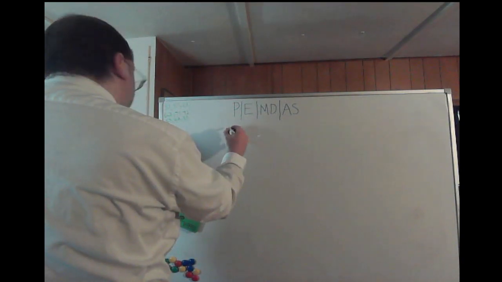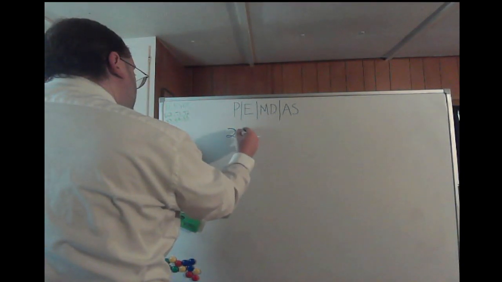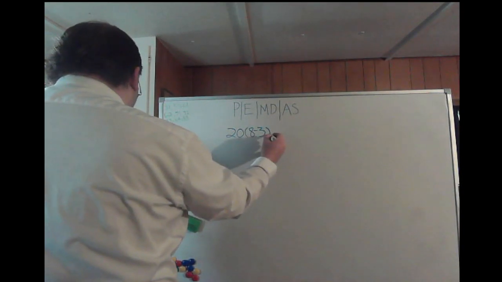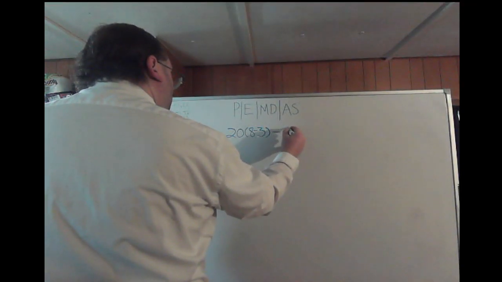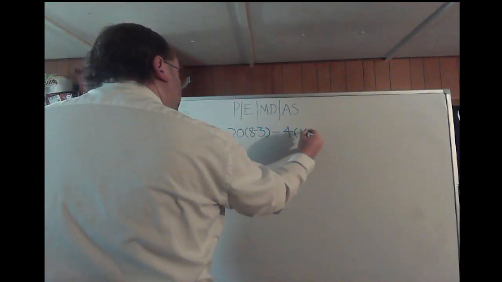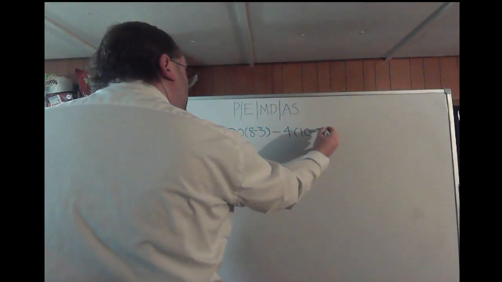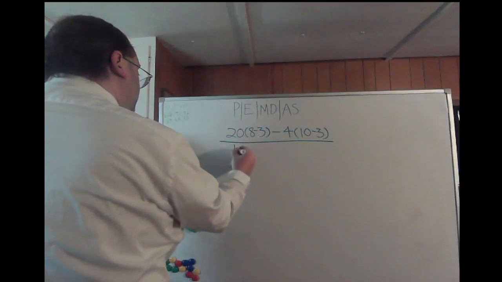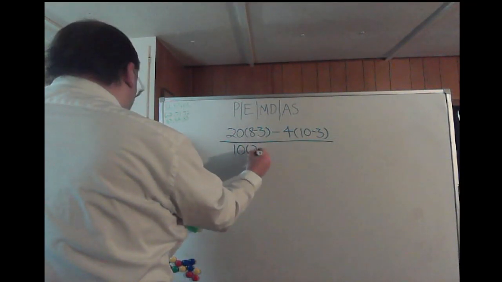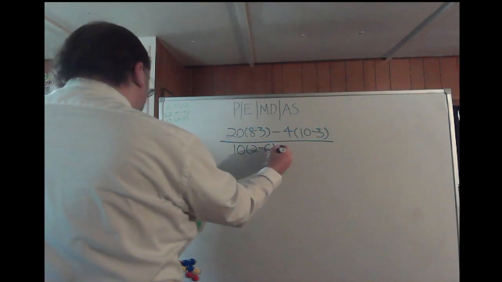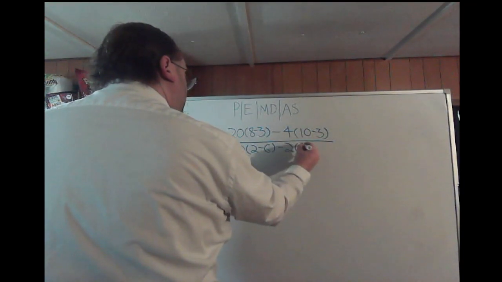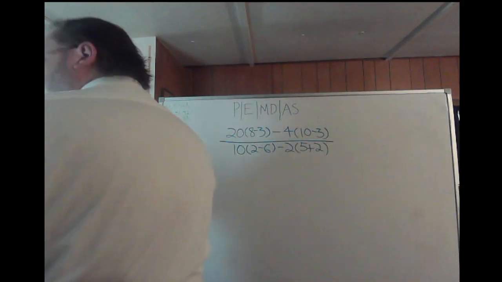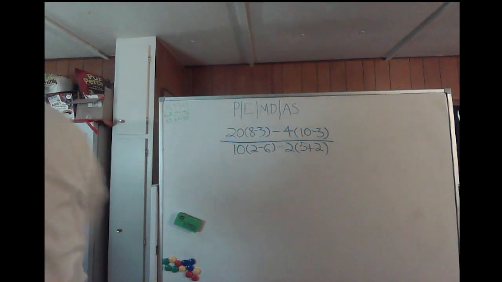Let's say we have 20 times the quantity of 8 minus 3, minus 4 times the quantity of 10 minus 3. That's all in the numerator, over 10 times the quantity of 2 minus 6, minus 2 times the quantity of 5 plus 2. All of that in the denominator. Again, it looks like a very hideous problem, okay?